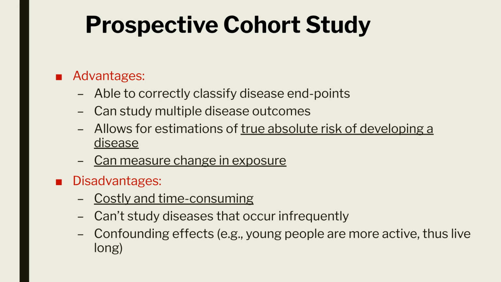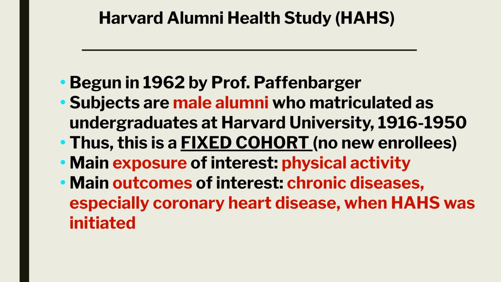Finally, confounding is a concern. Many other factors may influence disease development, and even with adjustments, it can be difficult to fully control for all covariates in a longitudinal observational design. We will use two classic cohort studies in physical activity epidemiology to illustrate how this design works. The first is the Harvard Alumni Health Study.